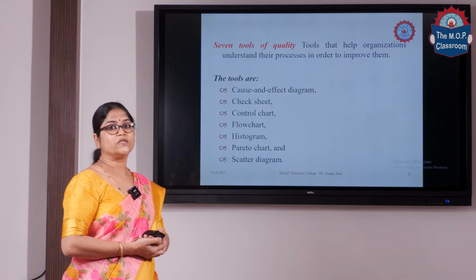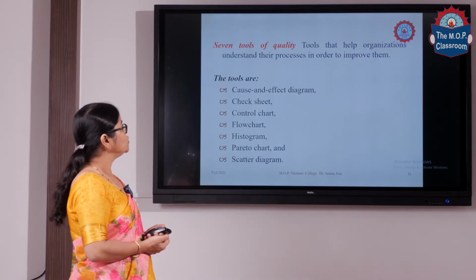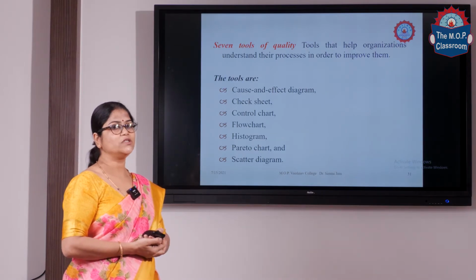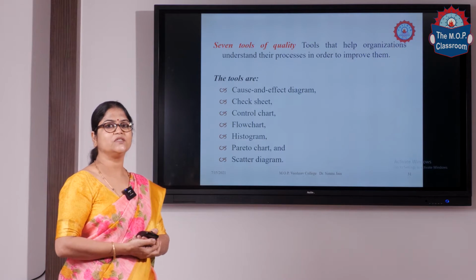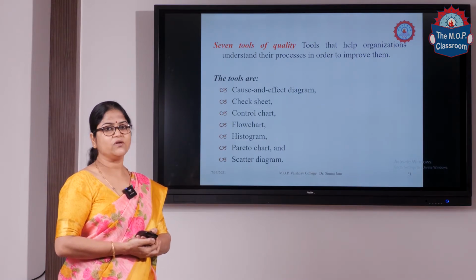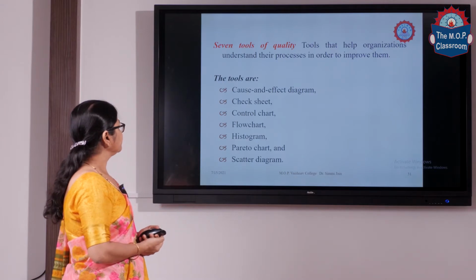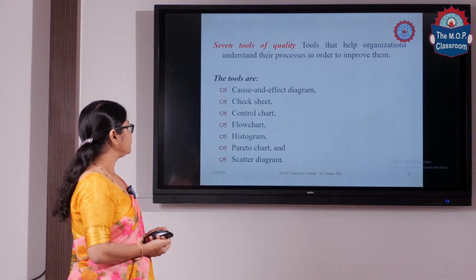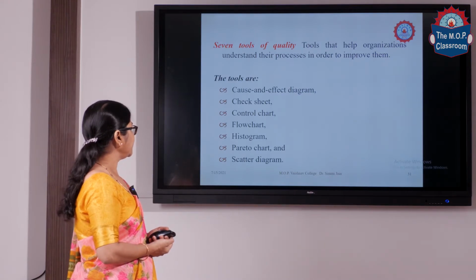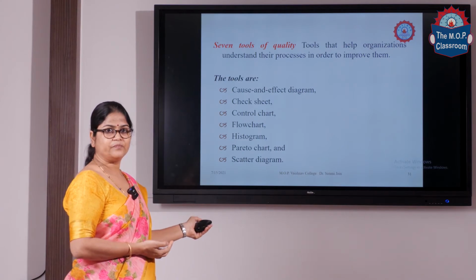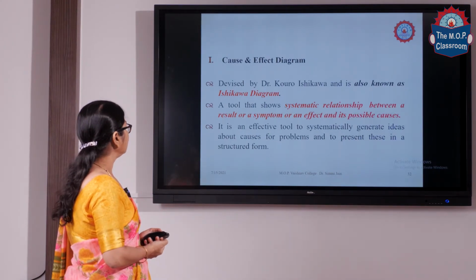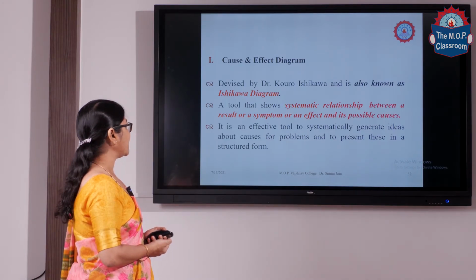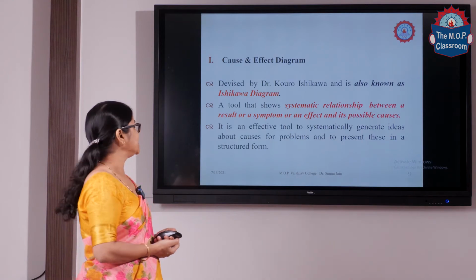Let us understand what quality control tools are. Tools that help organizations to understand their processes in order to improve them are termed quality control tools. There are 7 quality control tools. They are cause and effect diagram, check sheets, control chart, flow chart, histogram, Pareto chart and scatter diagram. We will look into these control tools one by one.